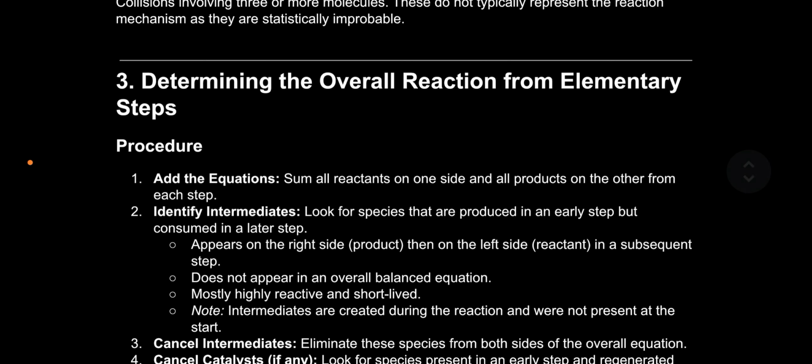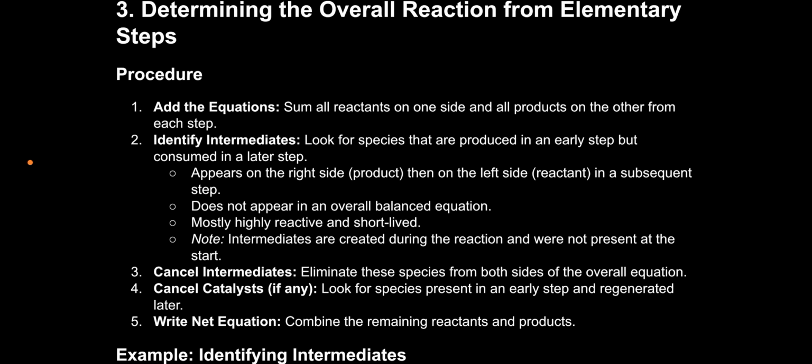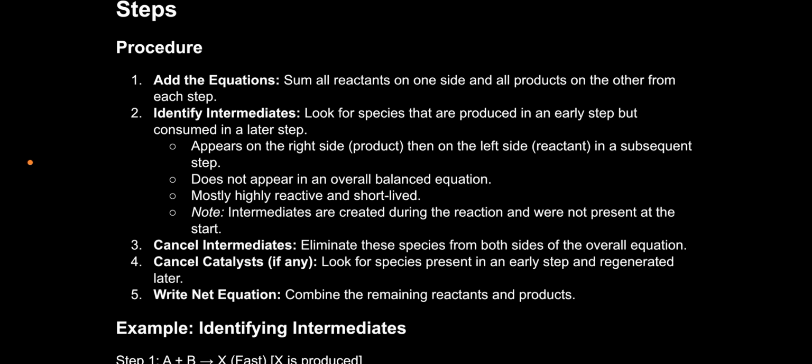Determining the overall reaction from elementary steps. Procedure: add the equations. Sum all reactants on one side and all products on the other from each step. Identify intermediates. Look for species that are produced in an early step but consumed in a later step. Appears on the right side as a product, then on the left side as a reactant in a subsequent step. It does not appear in the overall balanced equation.